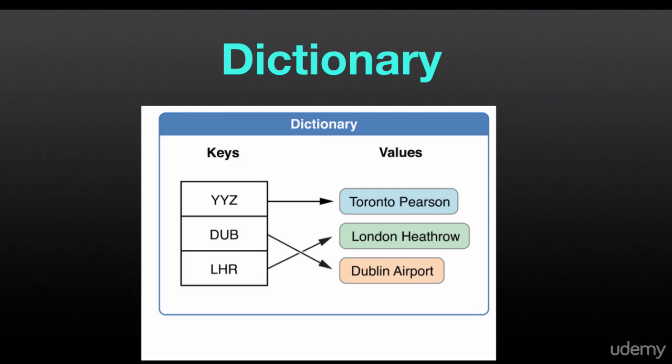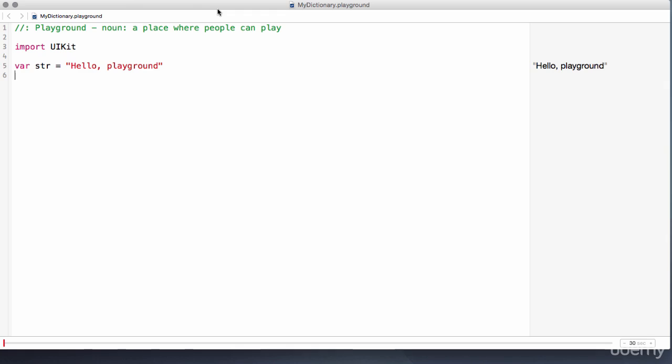Okay, so let's go ahead and take a look at how to actually use dictionaries. I went ahead and created a new project. By now, you should have all the knowledge to go ahead and create your own playground project. So go ahead and do that. Name this project my dictionary because we are going to be talking about dictionaries. All right, so as usual, I'm going to get rid of this string here.